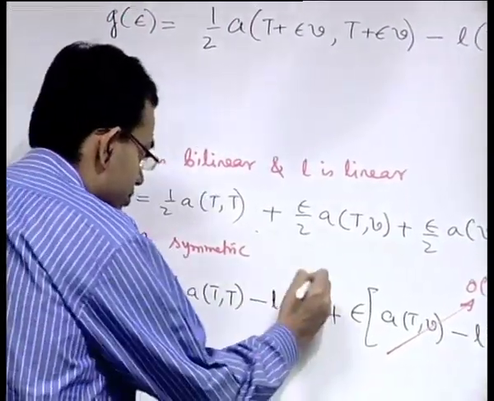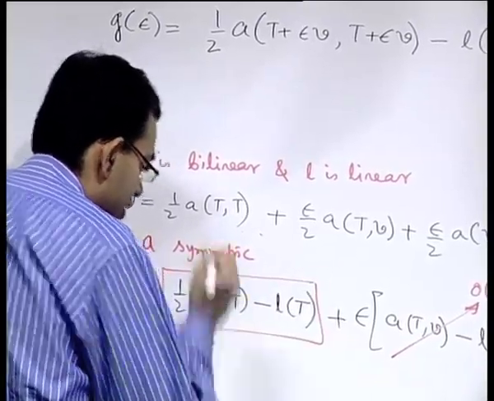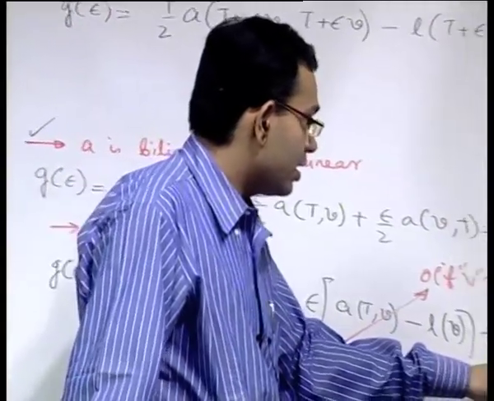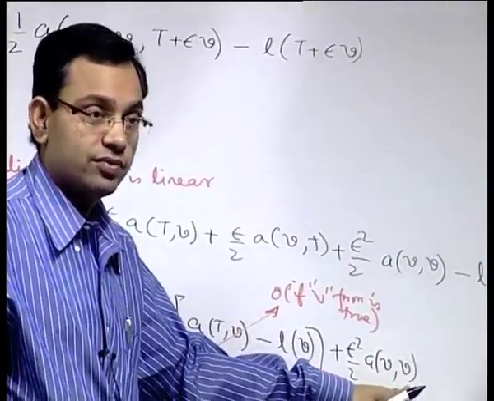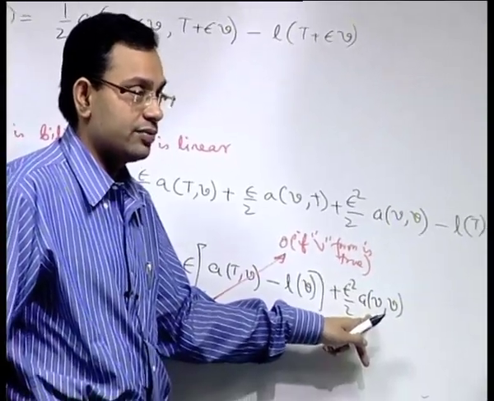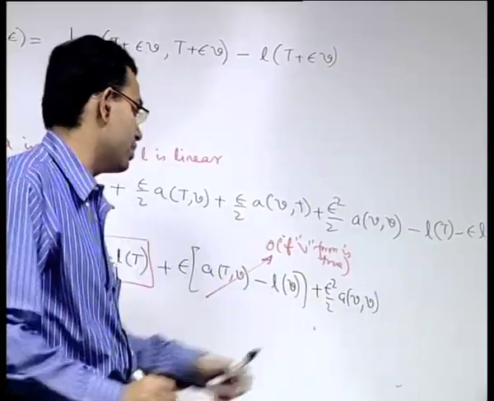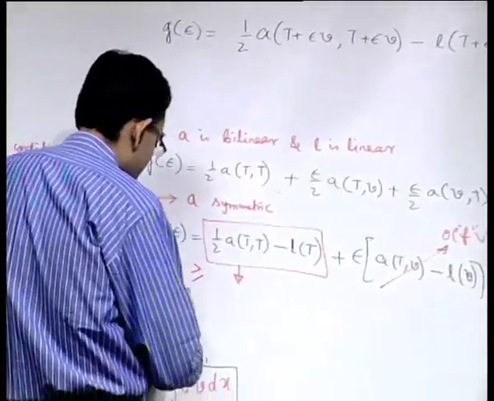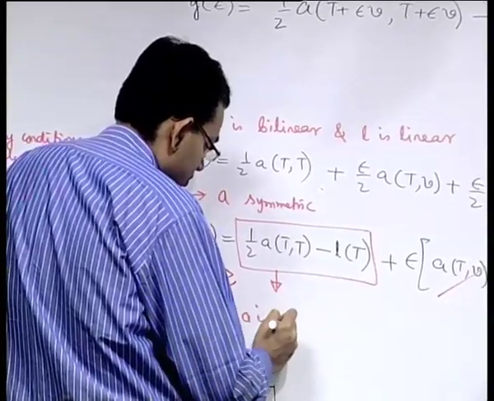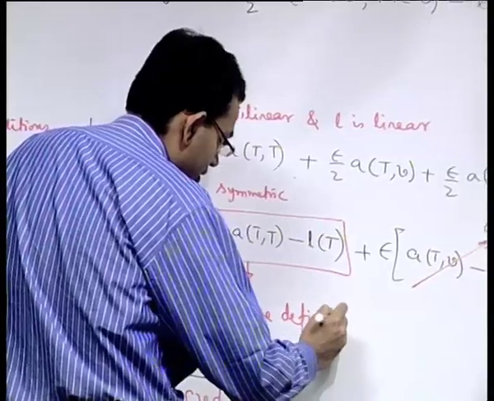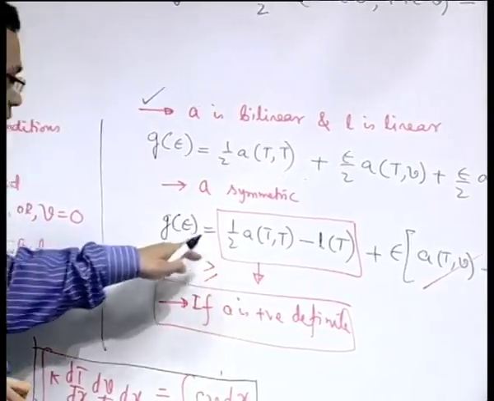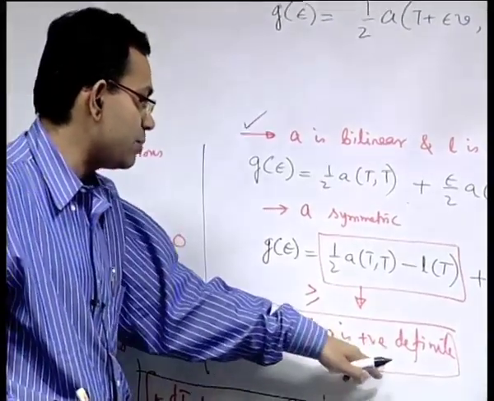greater than or equal to this term in the box, provided A(V,V) is positive, when A is a positive definite operator. So we have just now seen what is the meaning of that one. So if A is positive definite, then only this is true. So G epsilon is greater than or equal to this one provided A is positive definite.